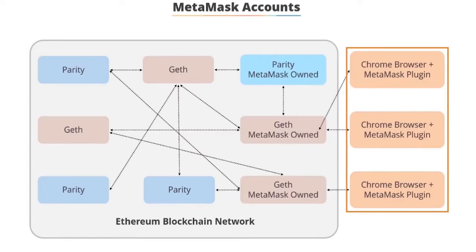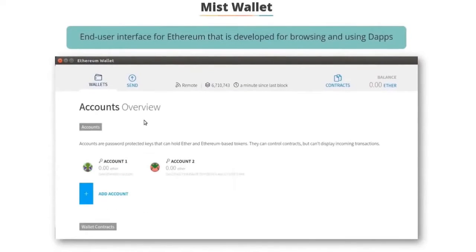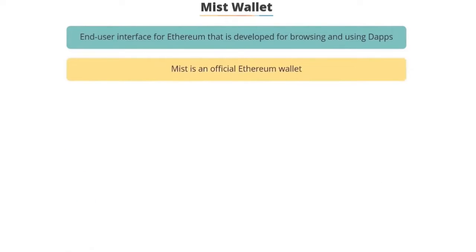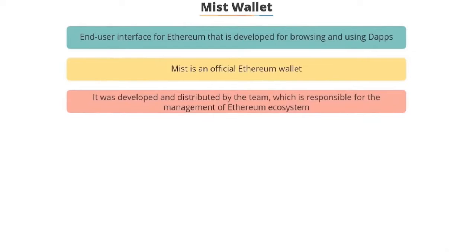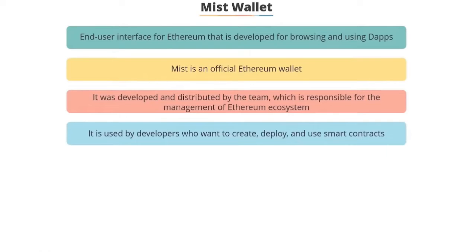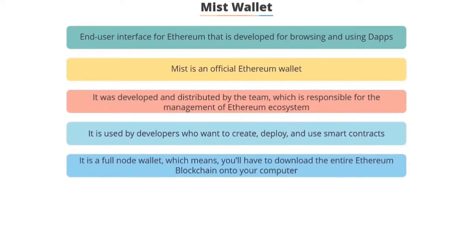Let's talk Mist, which is another important tool of the blockchain ecosystem. Mist Wallet. Mist Wallet is the end user interface for Ethereum that is developed for browsing and using dApps. Mist is an official Ethereum wallet. It was developed and distributed by the team which is responsible for the management of Ethereum ecosystem. It is usually used by developers who want to create, deploy, and use smart contracts. It is a full node wallet, which means you'll have to download the entire Ethereum blockchain onto your computer.